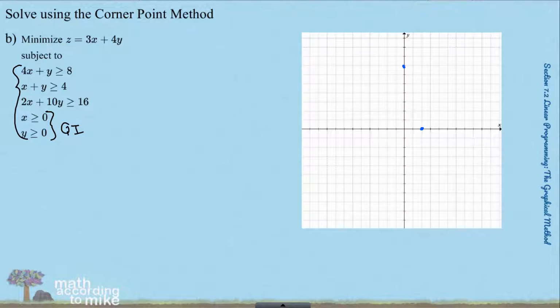Let me count that again. 1, 2, 3, 4, 5, 6, 7. See, that's why you go to school to count correctly. All right, 1, 2, 3, 4, 5, 6, 7, 8. All right, solid. And shading above, because 0, 0, for example, makes it false.